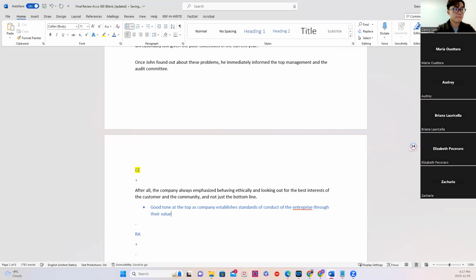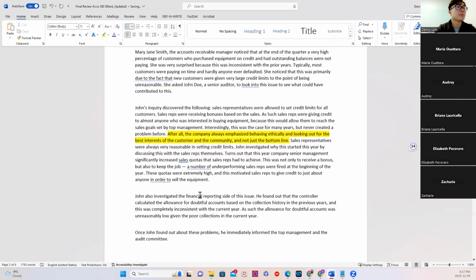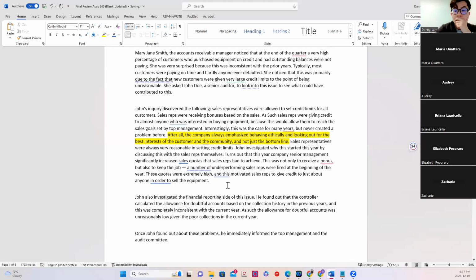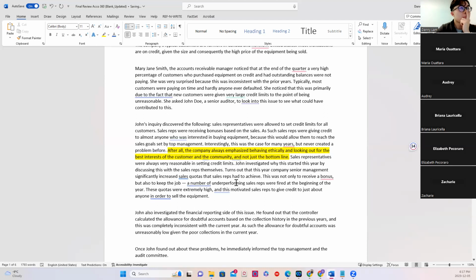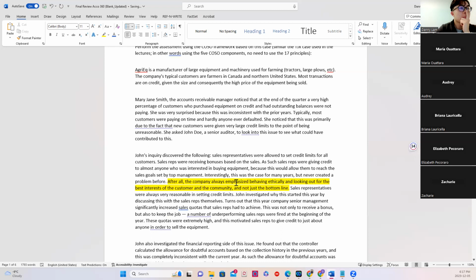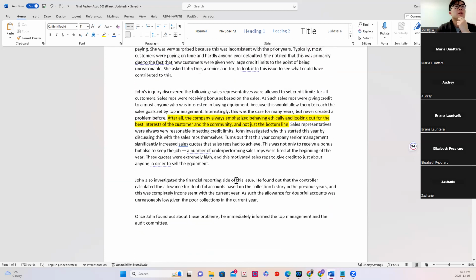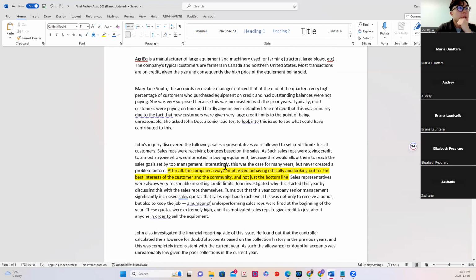So that's a strength. Does it mention anything about weakness? Yes, the fact that all of their employees can set whatever credit limits for their customers is a control problem, a control environment problem. Sales representatives were allowed to set credit limits for all customers. So yeah, there's no actual control.